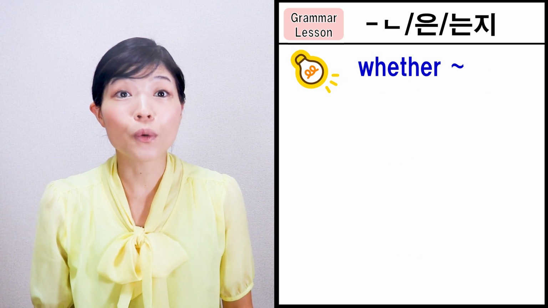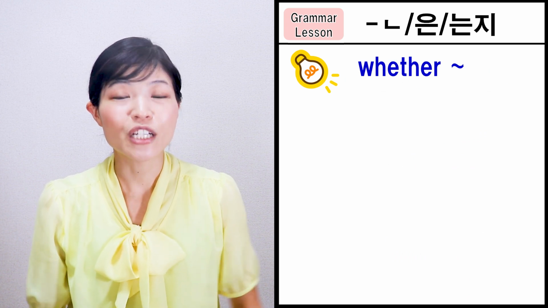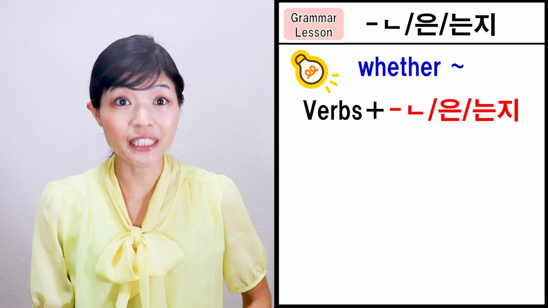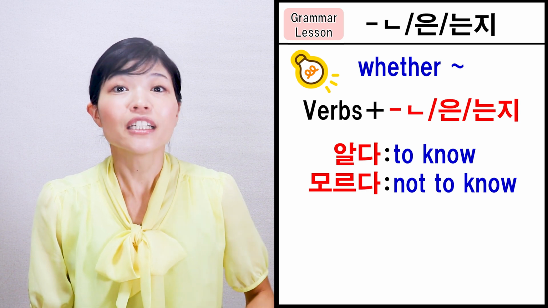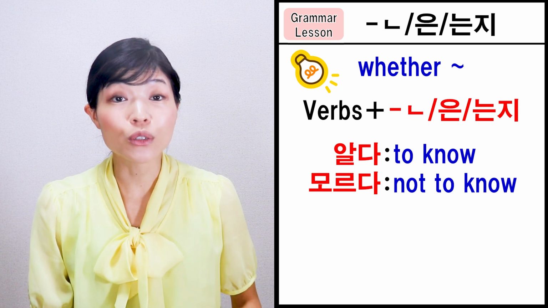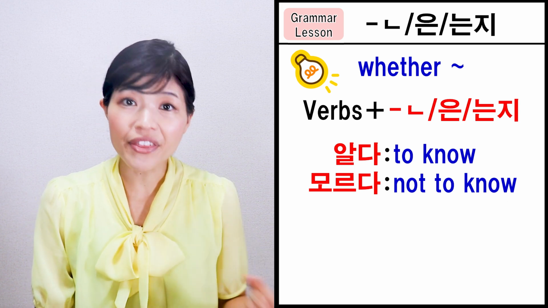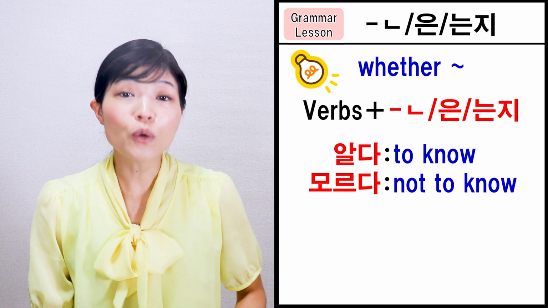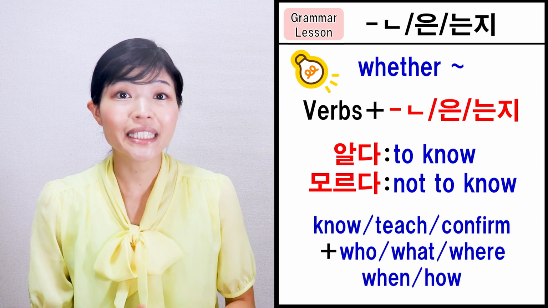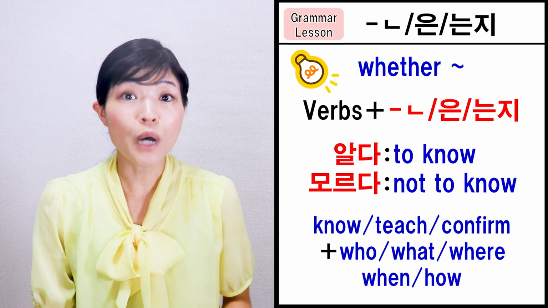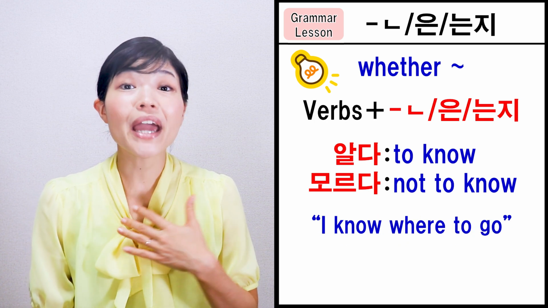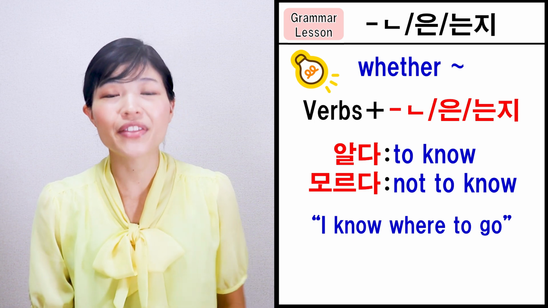The second grammatical rule is ㄴ, 은, 는지, whether. You can use it in the form of ㄴ, 은, 는지 plus verbs. You usually use the following verbs to confirm something, such as 알다, to know, 모르다, not to know. Therefore, I said it means whether in the beginning, but if I go into more detail, it can express verbs such as know, teach, confirm, plus who, what, where, when, how. For example, if you want to say I know where to go, in Korean, you use this expression.